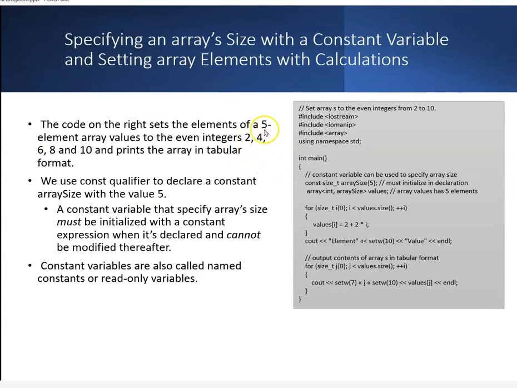So we can specify an array size with a constant value when we create it. The code on the right sets the elements of a 5-element array to the even numbers and prints the array. We use a const qualifier to declare a constant array size with value 5. Okay. And then here we use array size. A constant variable that specifies an array type must be initialized with a constant expression and cannot be modified thereafter because we don't want the size of the array changing.